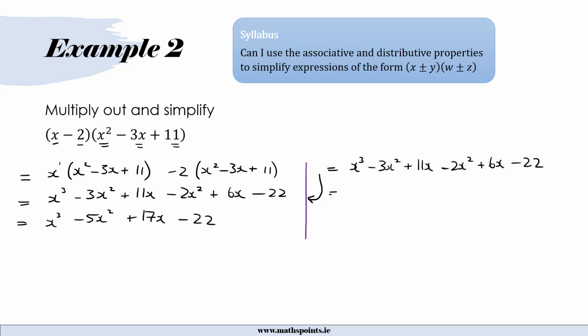Okay, so the finish of this, just to complete it again, x cubed goes by itself. Minus 3 minus 2 is minus 5x squared. 11 and 6 is 17x, and then we have the 22. So the same answer, whatever way you do it.